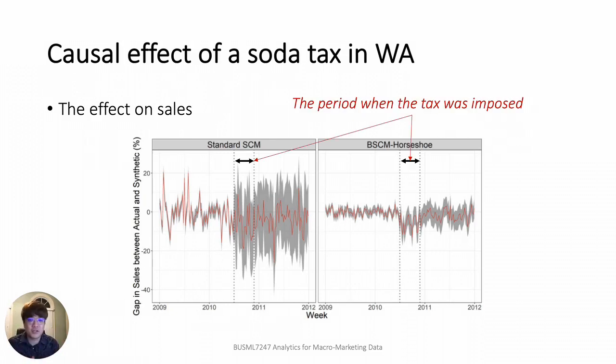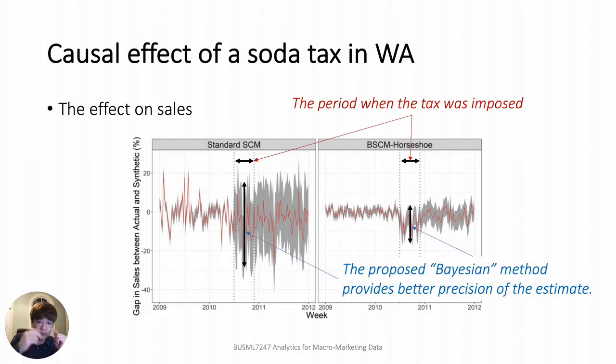It is not clearly shown in the figure, but it is found that there is a negative gap in sales during the period when the tax was imposed. But the proposed method provides better precision of the estimate. The shaded area indicates the 95% confidence interval of the estimate, and it is clearly shown that the proposed method presents a much smaller interval than Abadie's original one.